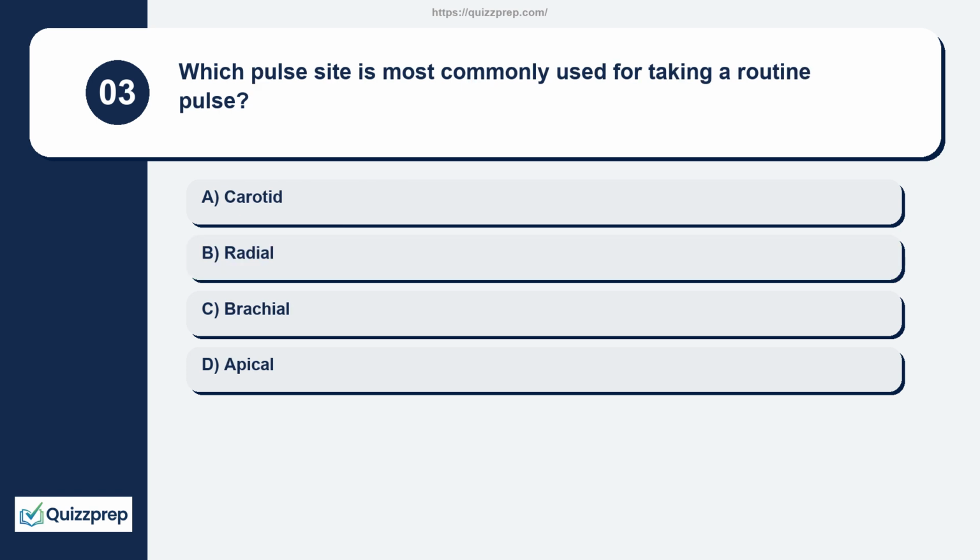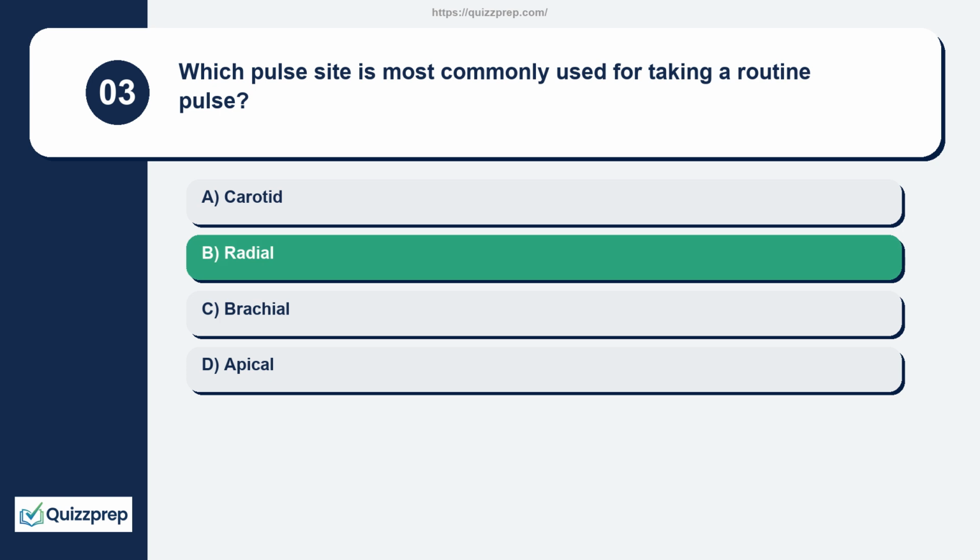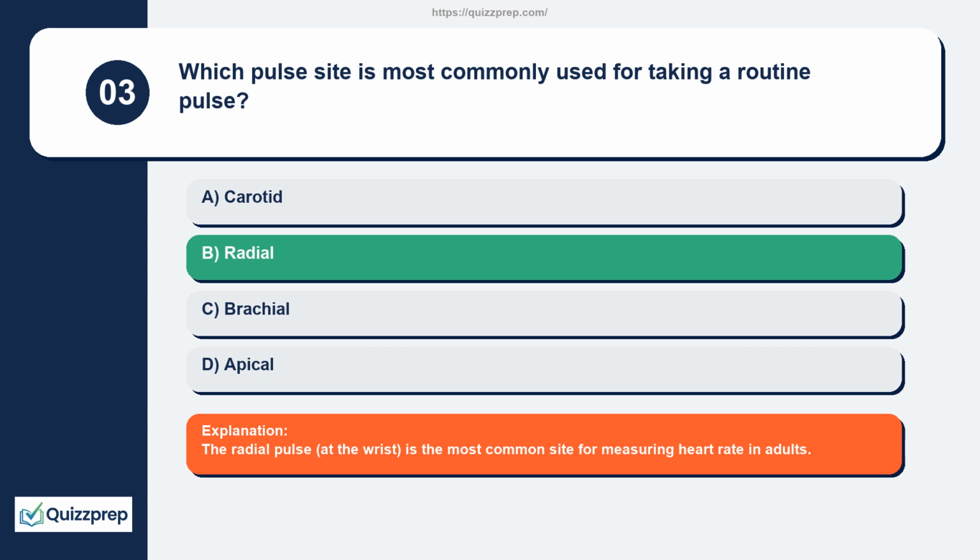Question 3. Which pulse site is most commonly used for taking a routine pulse? Carotid, radial, brachial, apical. The radial pulse, at the wrist, is the most common site for measuring heart rate in adults.